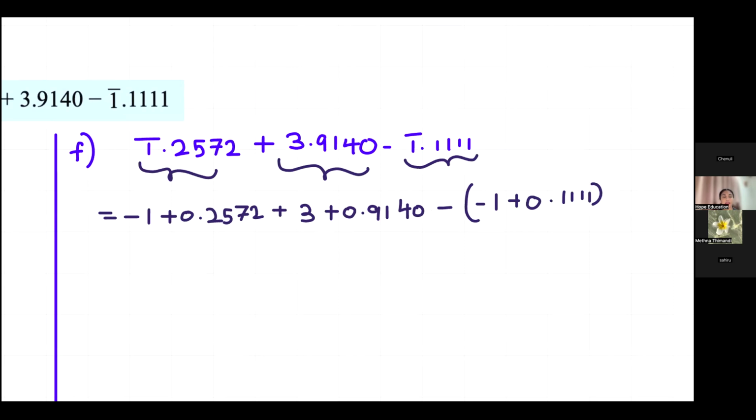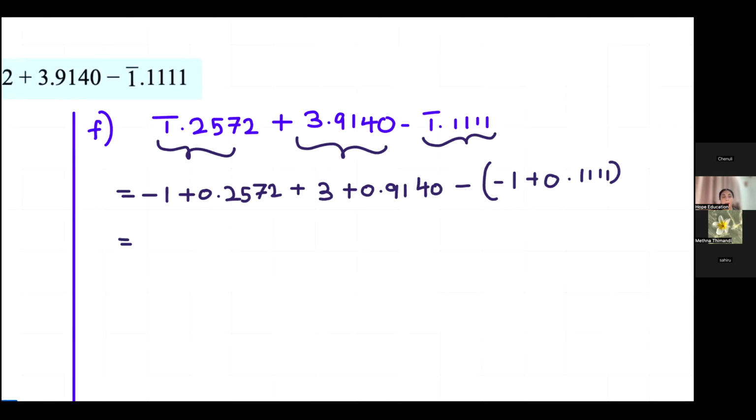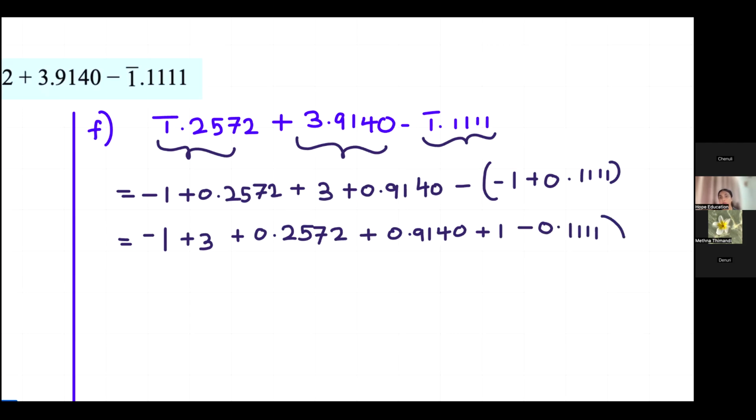Okay, then -1 plus 0.25. Here let's write the two characteristics together. Here we have -1, here +3. We will write them together. Plus 0.2572 plus this mantissa is 0.9140. Minus times minus is plus 1. Minus times plus is minus 0.1111. So we don't have to put the brackets again.